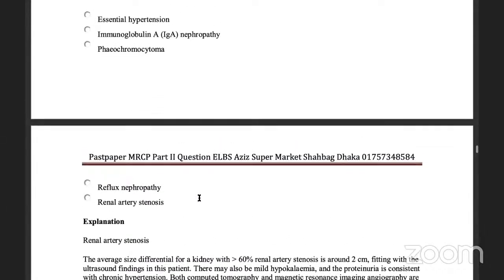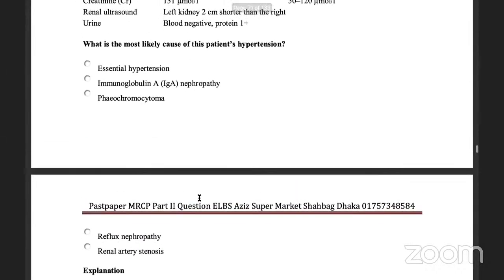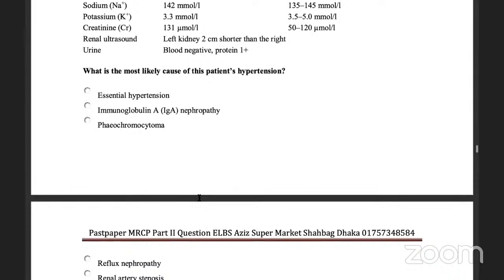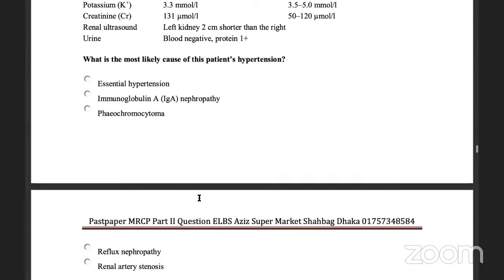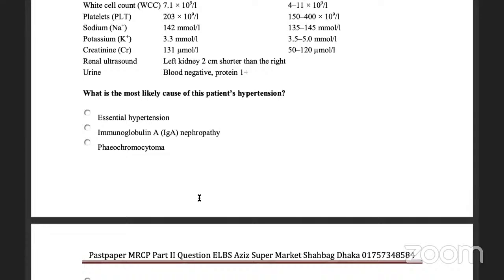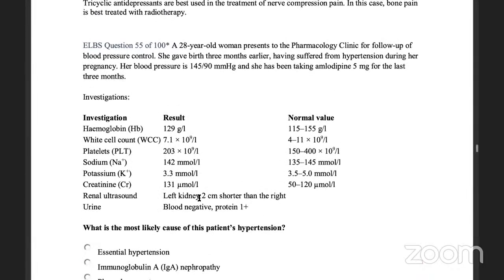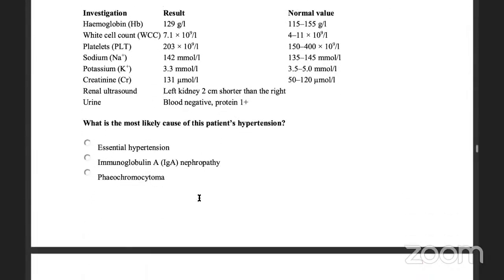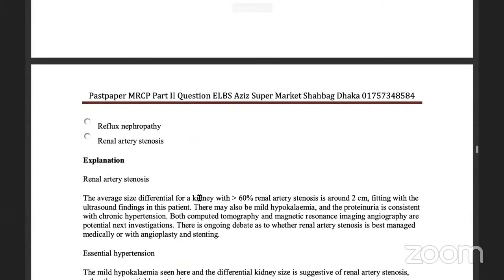There are some indications to go for angioplasty: if it is not controlled by three or more antihypertensive medications, or if there is evidence of peripheral vascular disease, MI or stroke, then we go to stenting or angioplasty. Before that, we manage the patient medically.